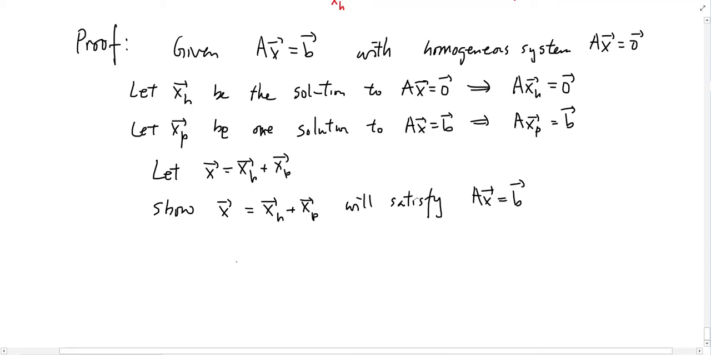So how do I do that? Well, simple. I just plug it in. Let's say matrix A times vector x. That will equal matrix A multiplied by vector x sub h plus vector x sub p. Now I know we didn't really formally go over properties of matrix multiplied by vectors, but here I'm going to tell you that I can actually distribute matrix A into both of these. The distributive property works with matrix multiplication with vectors.